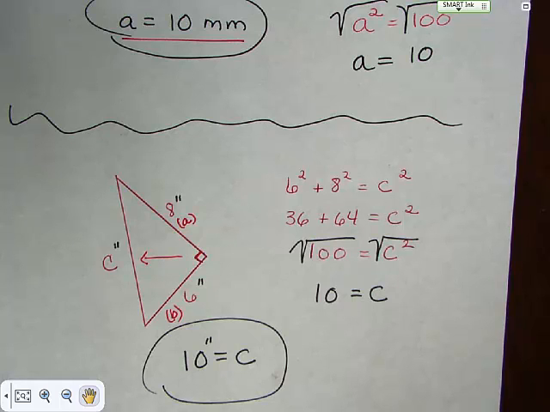And when you get into your upper level math classes and you're looking for a missing part on a triangle, if it's a right triangle, it is a zippity-doo-dah way, a quick way to get it done.